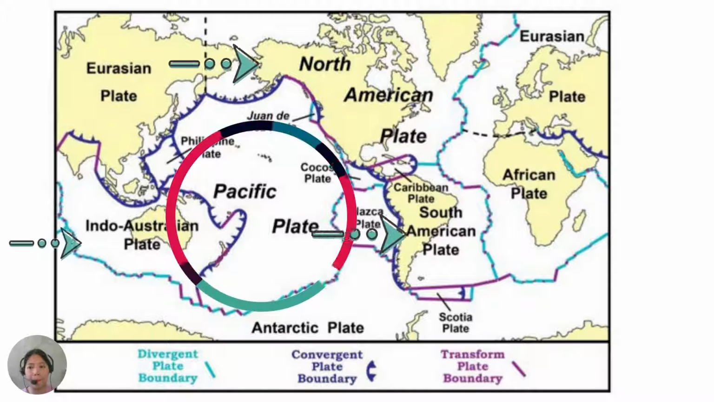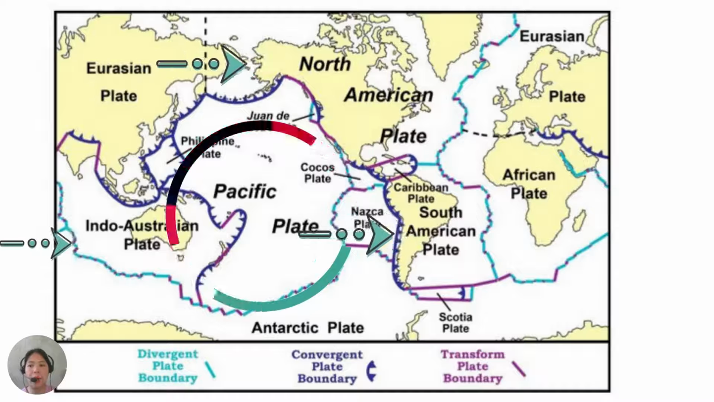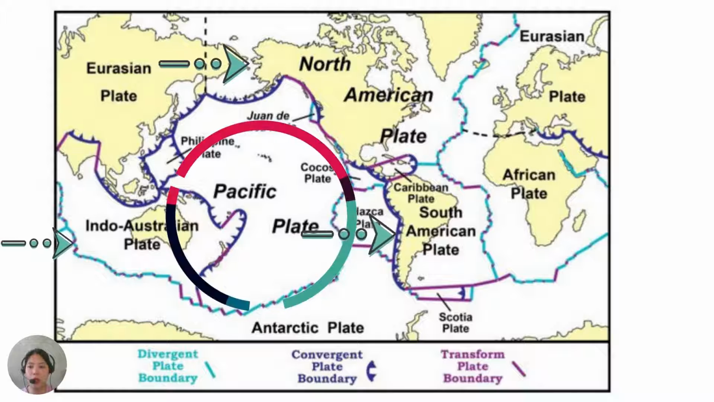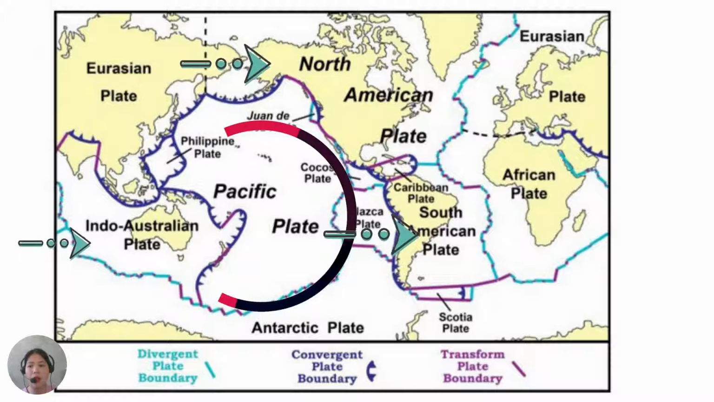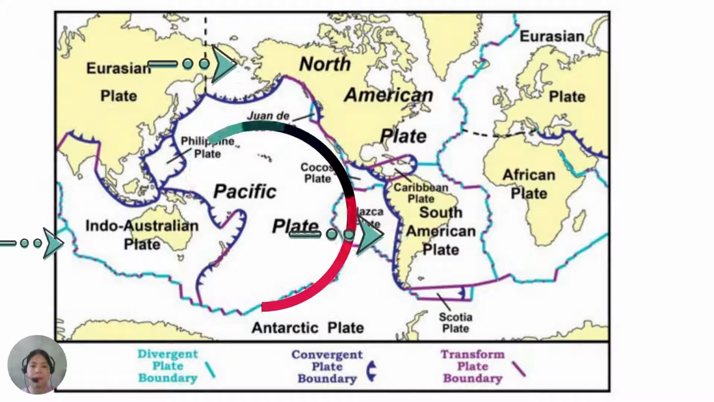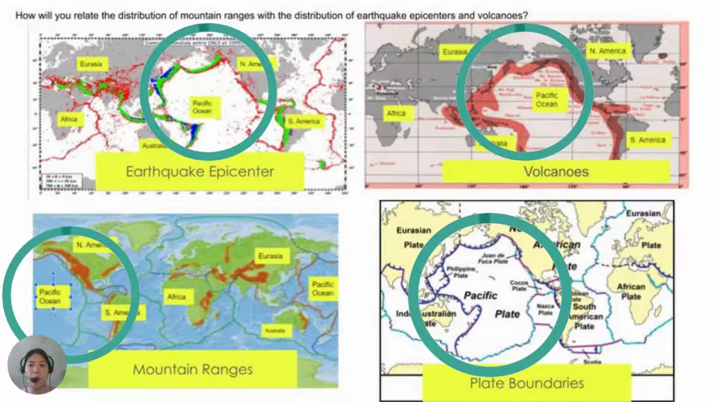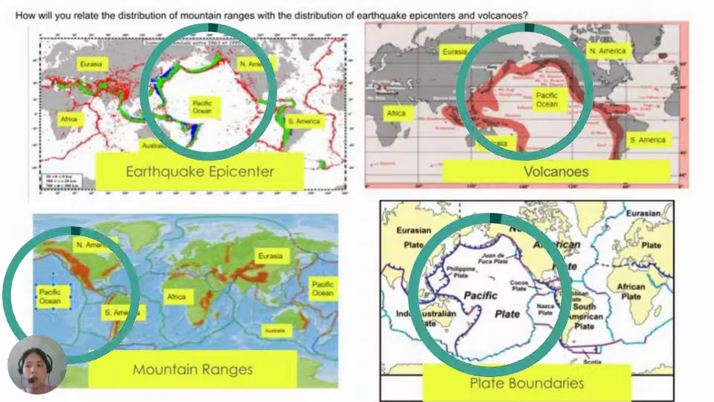This is the fourth map, the map of plate boundaries. It divides the plates into several segments, as well as showing the type of plate boundary present in a certain plate. Look at the structure or pattern of the Pacific Plate and North and South America, as well as Australia. Let us compare the four maps. Let us observe the location of earthquake epicenters, volcanoes, mountain ranges, and plate boundaries.